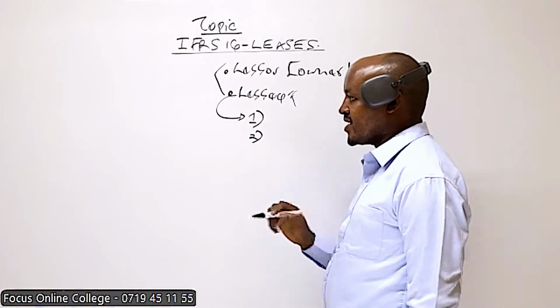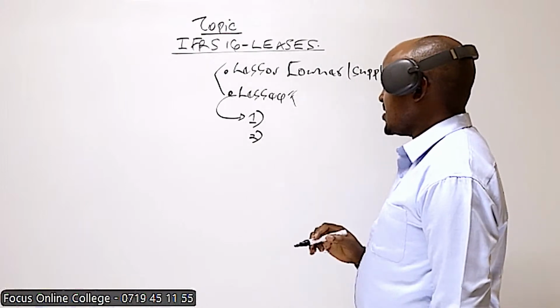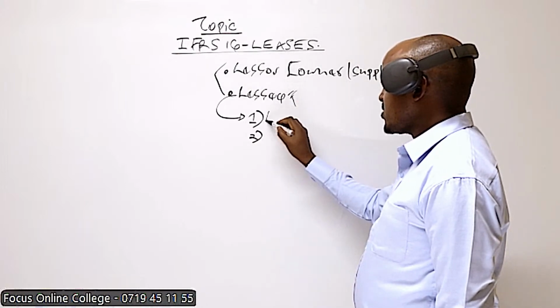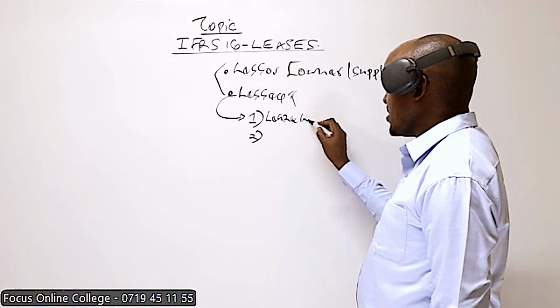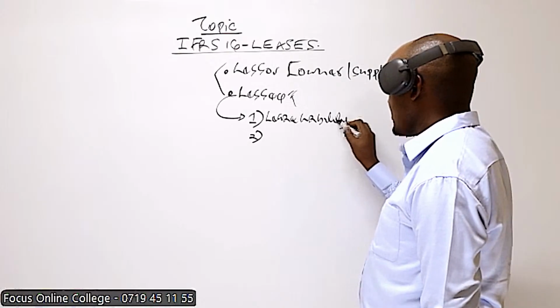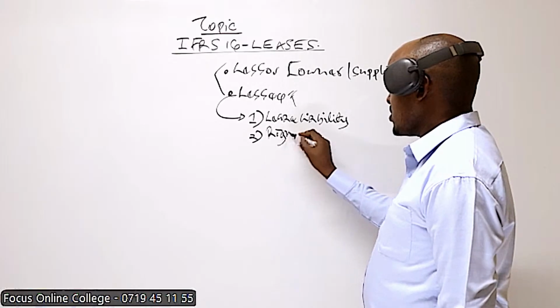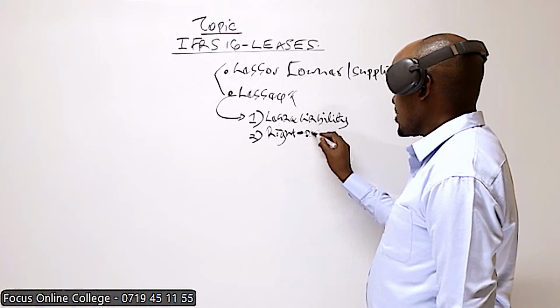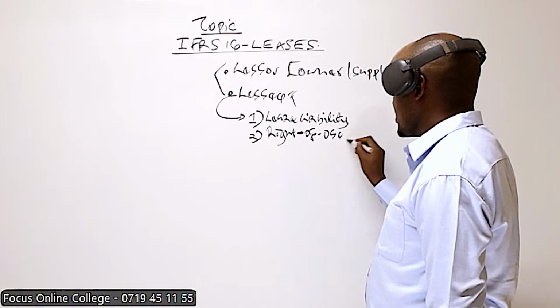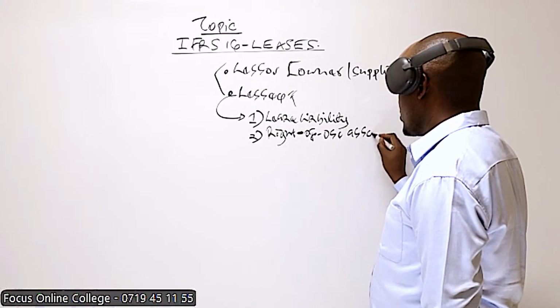And therefore, we said at the inception date, at the date the lease commences, the lessee should recognize two items, that is the lease liability, and number two, he also needs to recognize something called the right of use asset. The right of use what? The right of use asset.